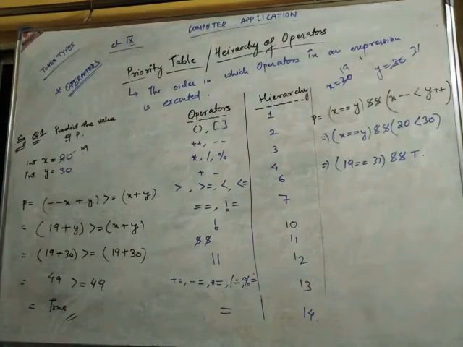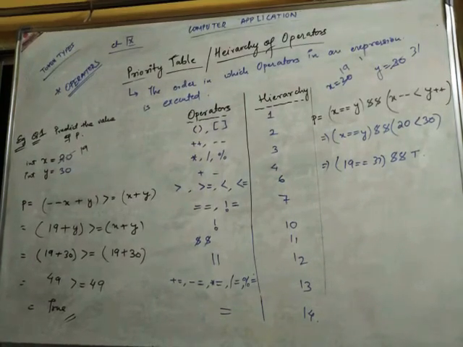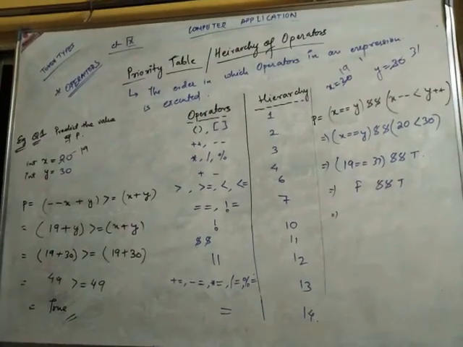Now 19 double equal to 31. So 19 and 31 are the same? No. Double equal to means it is an equality operator, it checks whether two values are the same. So 19 and 31 are not the same, so the answer will be false. So you got false and true.